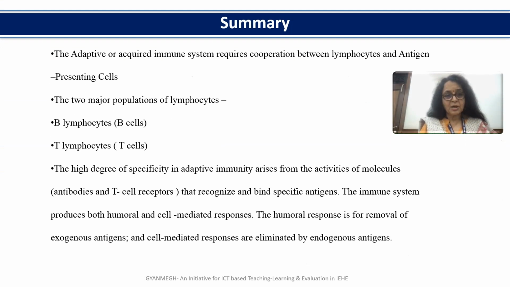The adaptive or acquired immune system requires cooperation between lymphocytes and antigen-presenting cells. The two major populations of lymphocytes which are active in adaptive immunity are B lymphocytes and T lymphocytes. The high degree of specificity in adaptive immunity arises from the activity of molecules, antibodies and T cell receptors, that recognize specific antigens. The immune system produces both humoral and cell-mediated responses. Humoral response is for removal of exogenous antigens, and cell-mediated responses eliminate endogenous antigens.